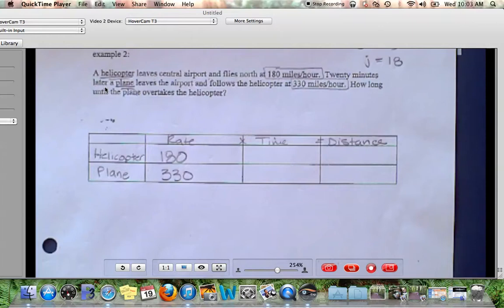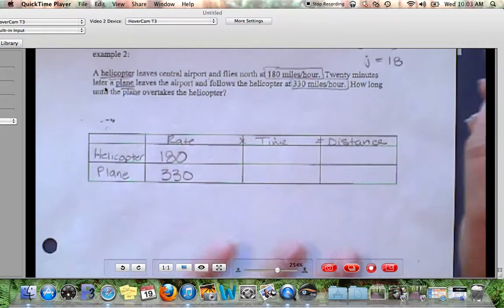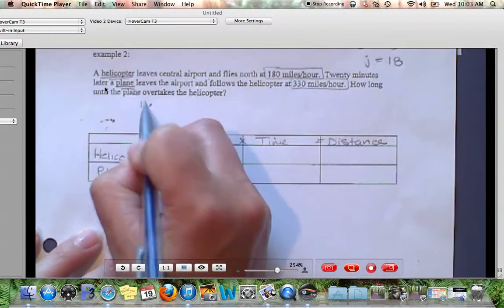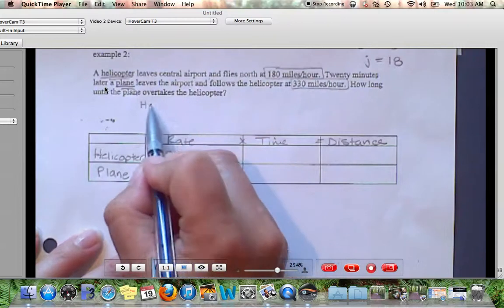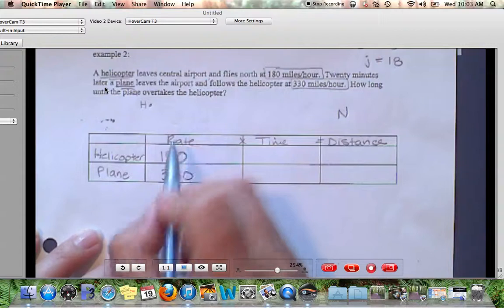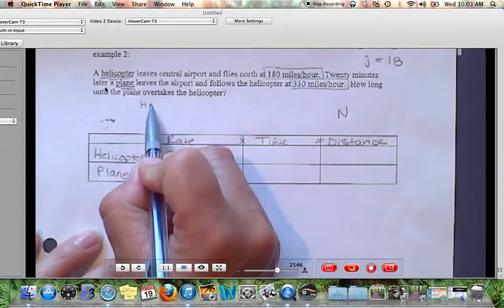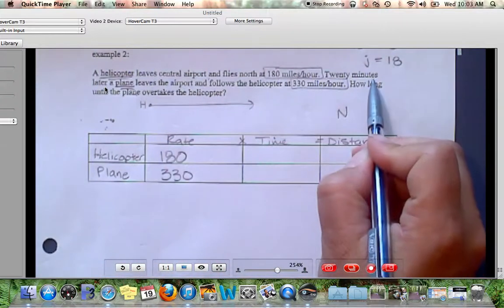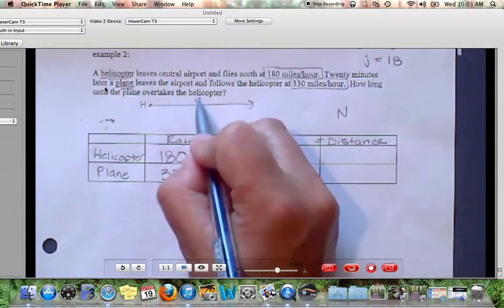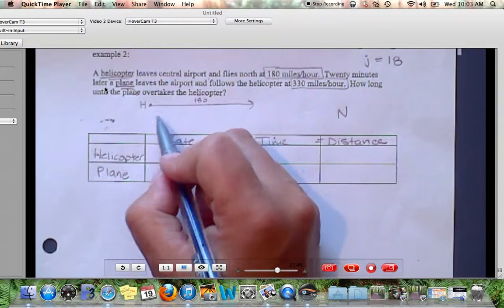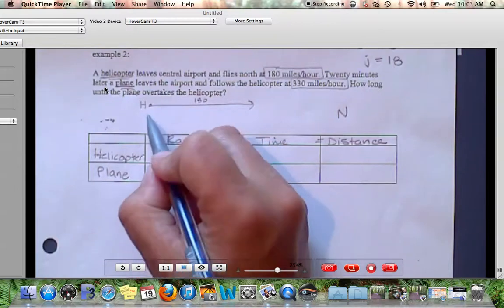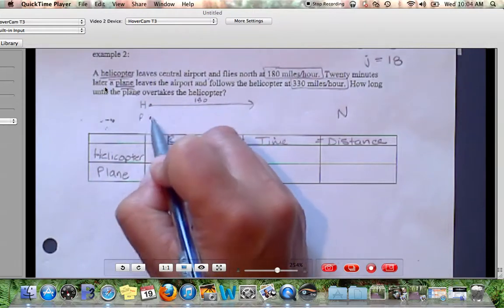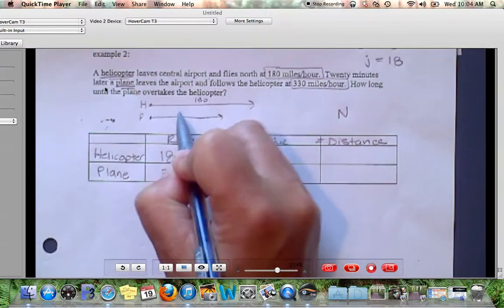All right, so let's talk about what's going on here. We've got one plane, or the helicopter. Here's the helicopter. It flies north. Now I'm going to do it horizontally, but we'll say this is north over here. It flies north at 180 kilometers per hour. Now, 20 minutes later, the plane leaves. So let's imagine time is elapsing. The helicopter leaves, and then the plane leaves from the same place, but it's 20 minutes later. So he's going a little faster, but he left later.